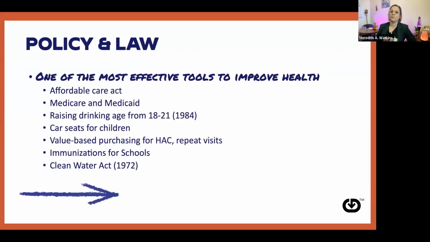The next essential component of community and public health is policy and law. And some might argue that it's one of the most effective tools to improve health. Now, there are a number of laws and regulations that have helped improve health in the United States. Things like the Affordable Care Act, Medicare and Medicaid, raising the drinking age from 18 to 21, car seat requirements for children, value-based purchasing for healthcare-acquired conditions.